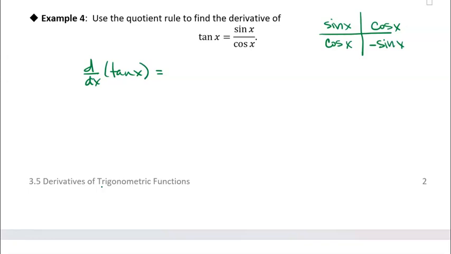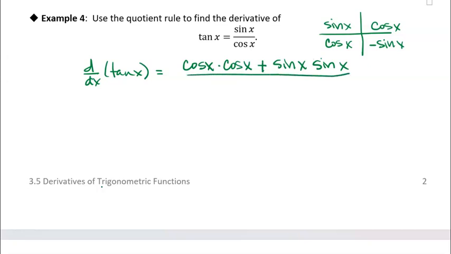Okay, so low d high minus high d low. Now, this I'm multiplying by a negative sine of x, so I'm going to make this into a positive, right? Because I'm subtracting a negative. And then, boom, all over cosine of x, low squared, right? I'm going to write cosine squared of x.